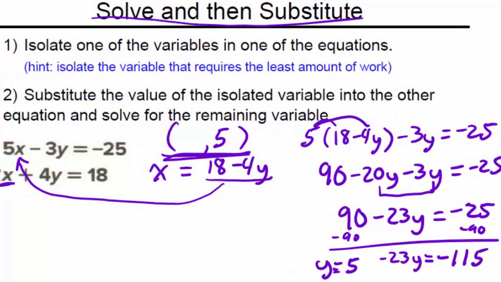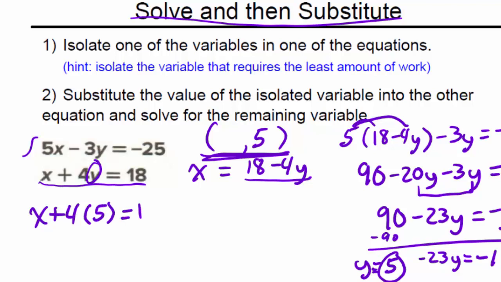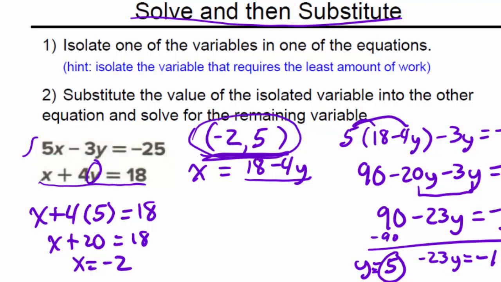To find the x value, I'm going to go back to this equation right here and substitute the y with the 5 that I have over here. So x plus 4 times, and in place of y, we put 5, equals 18. X plus 20 equals 18. Subtract 20 from both sides. X equals negative 2. So the other half of the solution is negative 2. So these two would cross on the coordinate plane at negative 2 and 5.